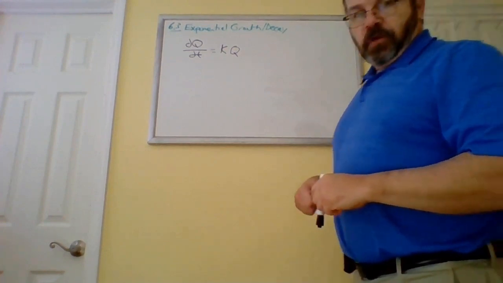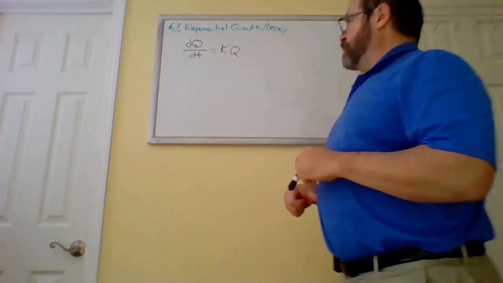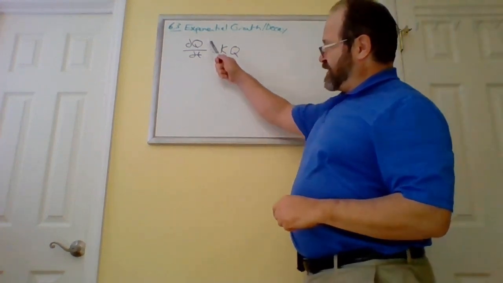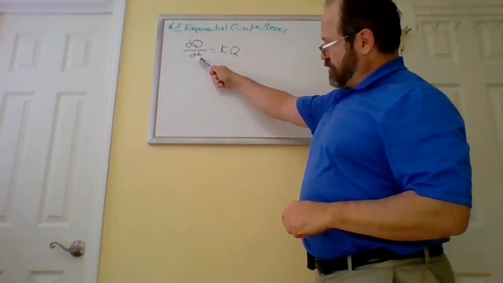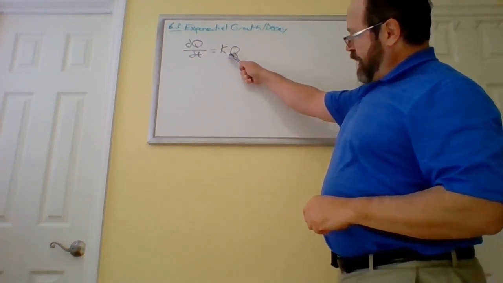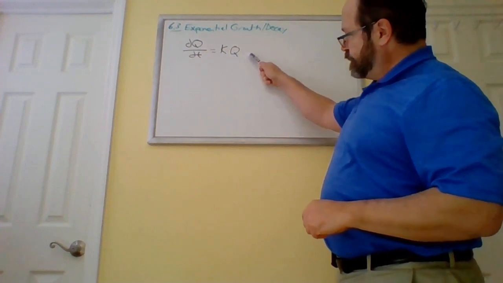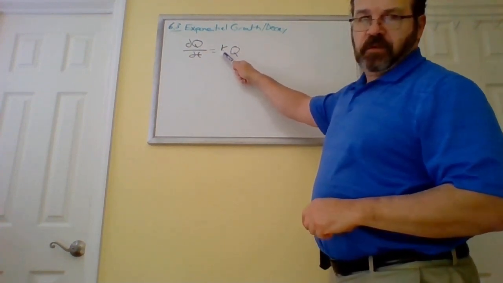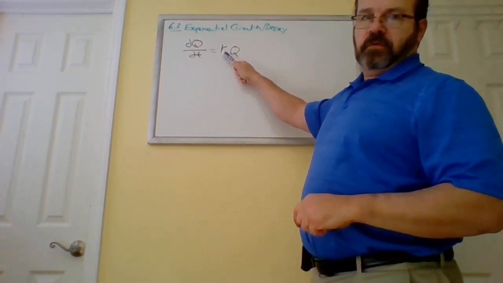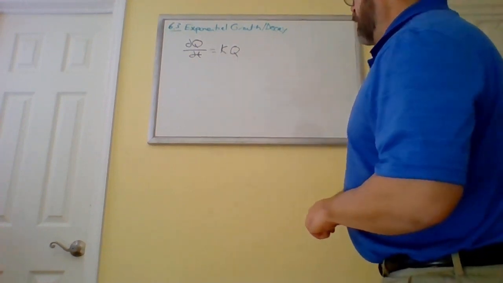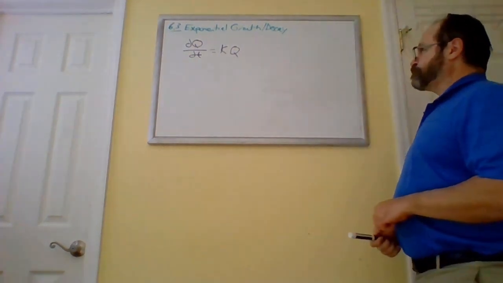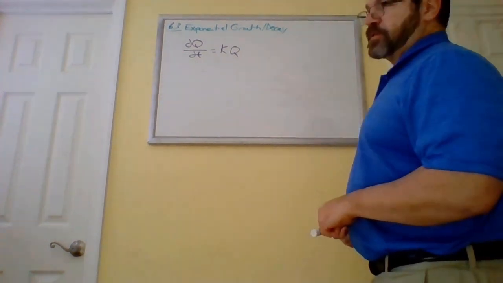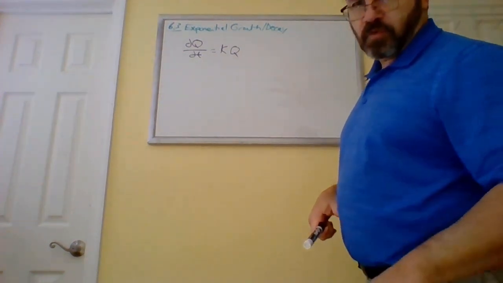And what you see in front of you is the differential equation. Change in quantity over the change in time is directly related to that quantity times some constant. Okay? Now your book may use, instead of Q, Y.